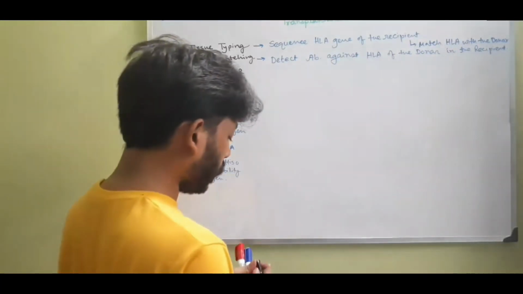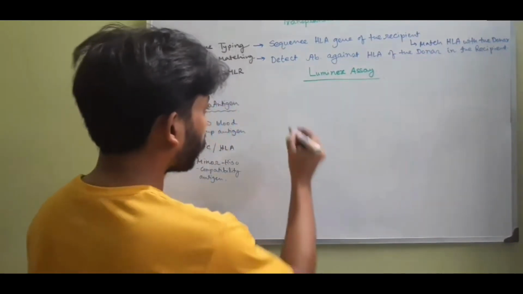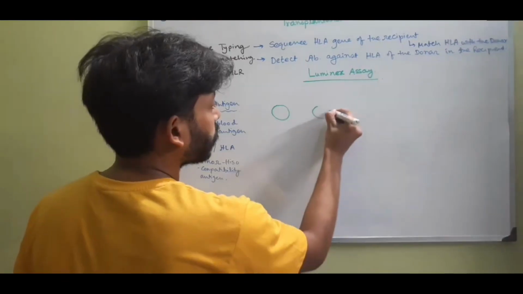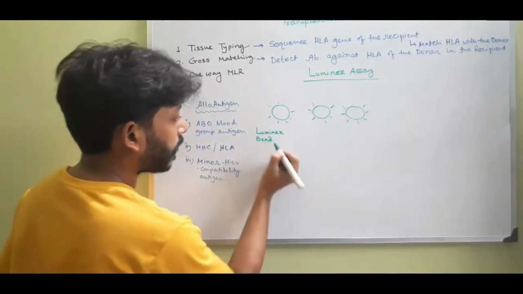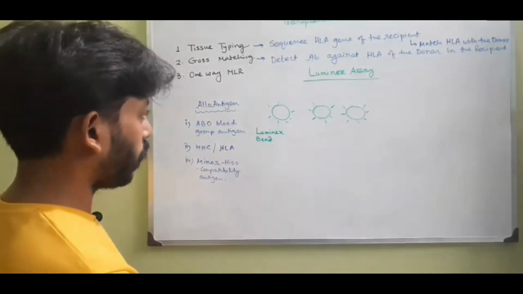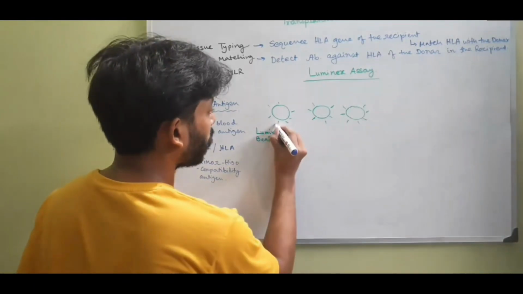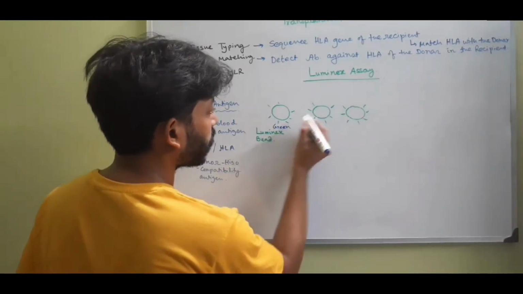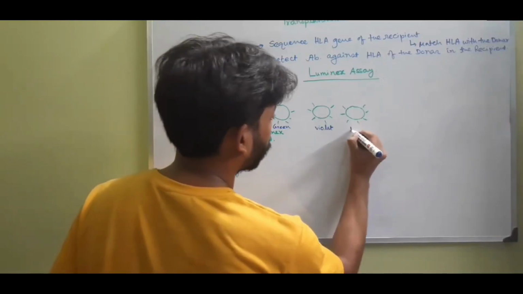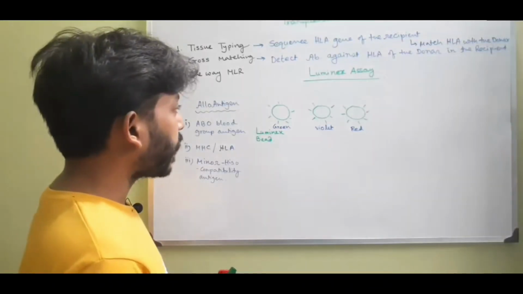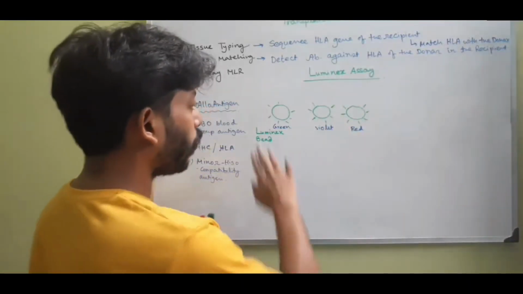This technique is called Luminex assay. In this assay, they take bead-like structures that fluoresce. That means they have a fluorochrome. This is called a Luminex bead, and they use different fluorochromes for different beads. Let's assume this bead shows green fluorescence, then this bead can show violet fluorescence, and this bead can show red fluorescence, and they attach the HLA of the donor to these beads.